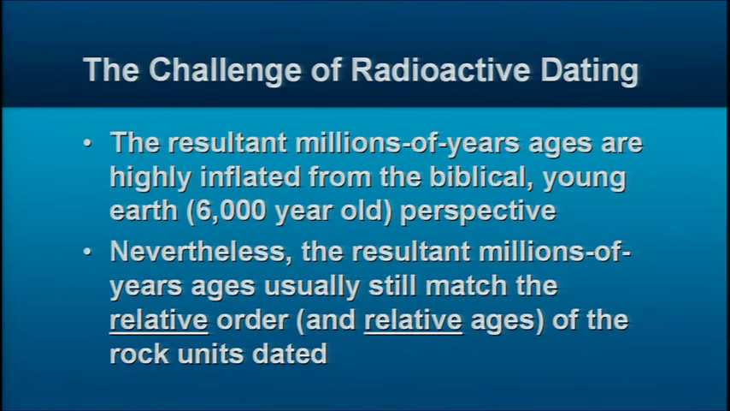But the interesting thing that I want to point out tonight, and I'll come back to this later, is often the resultant millions of years ages usually still match the relative order of the strata. In other words, rock layers down the bottom usually give older ages than rock layers up the top. And there's a reason for it, as we'll see shortly. But just hold that thought and we'll come back to it.